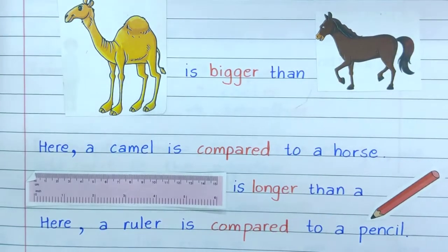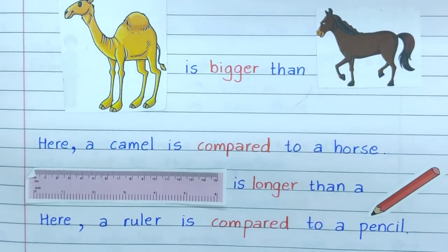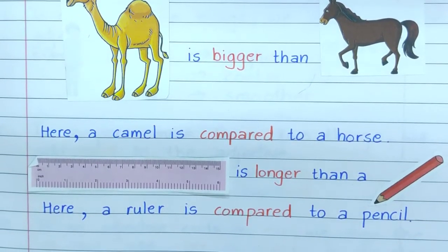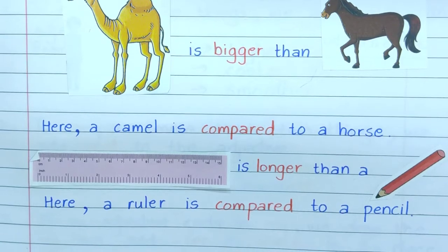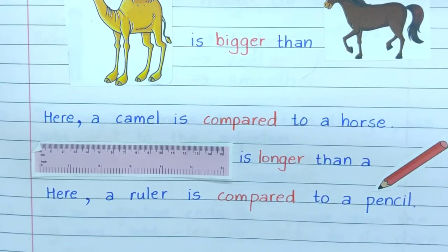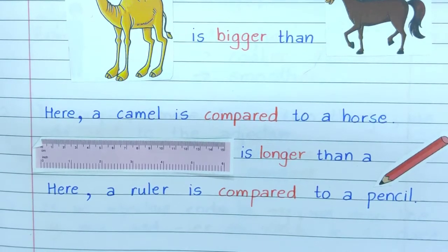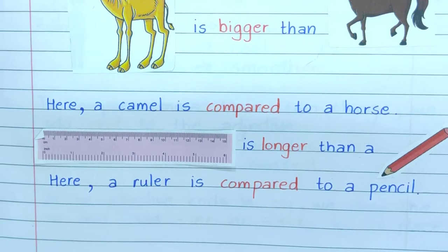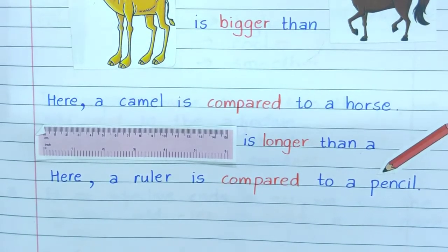Children, look at the following pictures. A camel is bigger than a horse. Here, a camel is compared to a horse. Children, look at the second picture. A ruler is longer than a pencil. Here, a ruler is compared to a pencil.